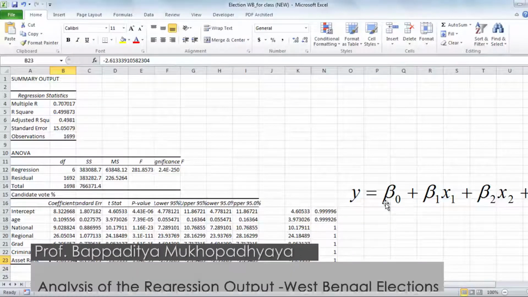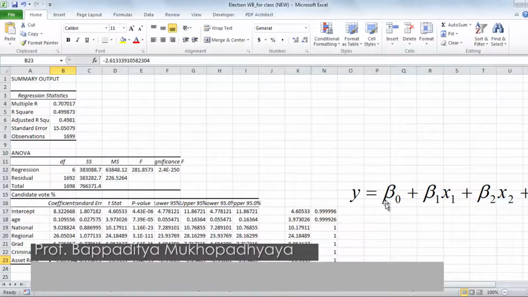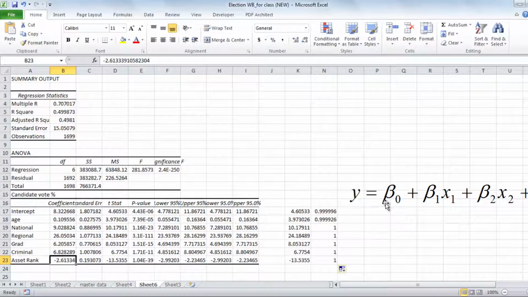A rich candidate compared to the poorest candidate, who is ranked 10, is likely to get 24% more vote share. Now, how do I come to this calculation? We'll try to create some simple examples to get there. So how do we do it?